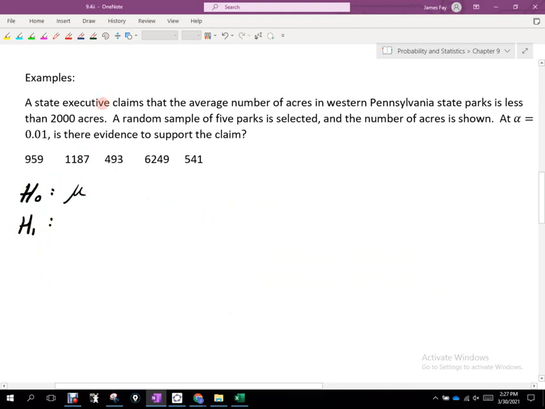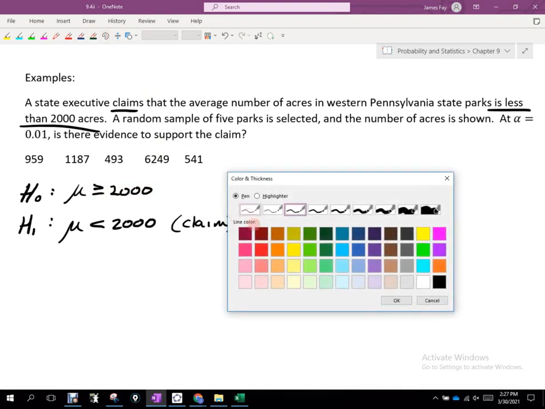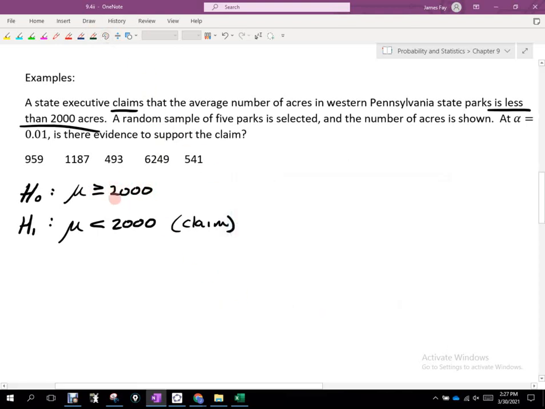So the state executive claims the average number of acres in western Pennsylvania state parks is less than 2,000 acres. So less than 2,000 acres, what hypothesis is that going to? The alternative. So less than 2,000, and that's his claim. Then this one up here would be greater than or equal to 2,000, right? Okay, so we got that.